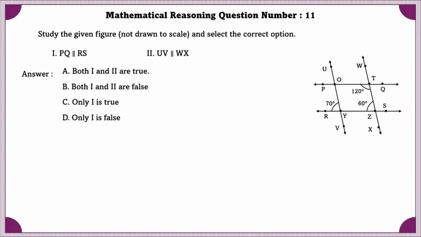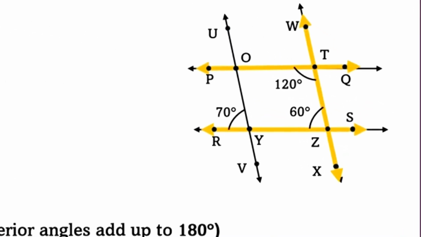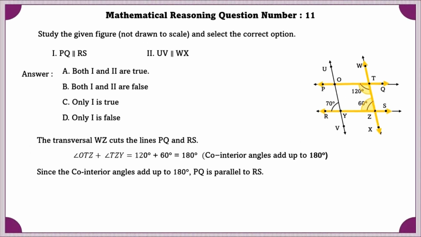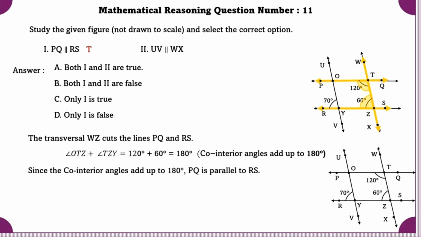Mathematical reasoning question number 11. Study the given figure not drawn to scale and select the correct option. First one, PQ is parallel to RS. Second one, UV is parallel to WX. The transversal WZ cuts the lines PQ and RS. Therefore, angle OTZ plus angle TZY is equal to 120 degrees plus 60 degrees, which is equal to 180 degrees. Co-interior angles that add up to 180 degrees. Since the co-interior angles add up to 180 degrees, PQ is parallel to RS. So, the first statement is true.